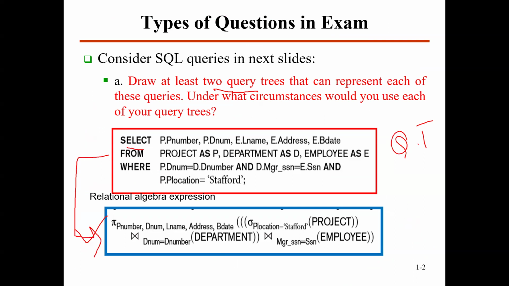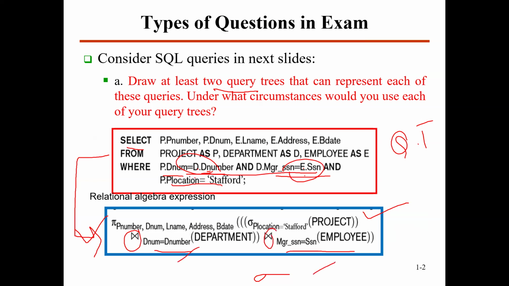Wherever we have a select predicate, it will be given by sigma. For example, you see here we have P dot department number, D dot D number. So we have it here in the form of P location Stanford. You see, P location Stanford. And then we are trying to link these two tables, and we are using a join to do that.